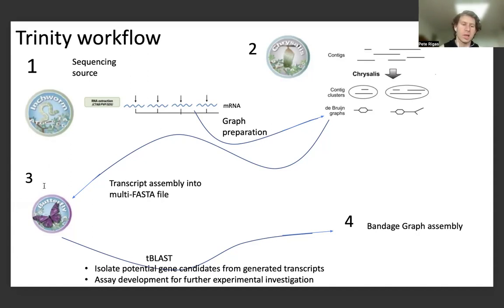And so in the third step of the Trinity workflow for transcriptome assembly, in the Butterfly stage, the algorithm is finishing its compilation because it's performing a transcriptome assembly into a multi-FASTA file. And by performing a T-BLAST, which is another variant of the basic local alignment search tool from the open source NIH platform that I described in the previous slide, and as we were motivating different types of genome prediction algorithms, we're able to isolate potential gene candidates from generated transcripts, which, as we had alluded to earlier, can inform assay development for further experimental investigation.